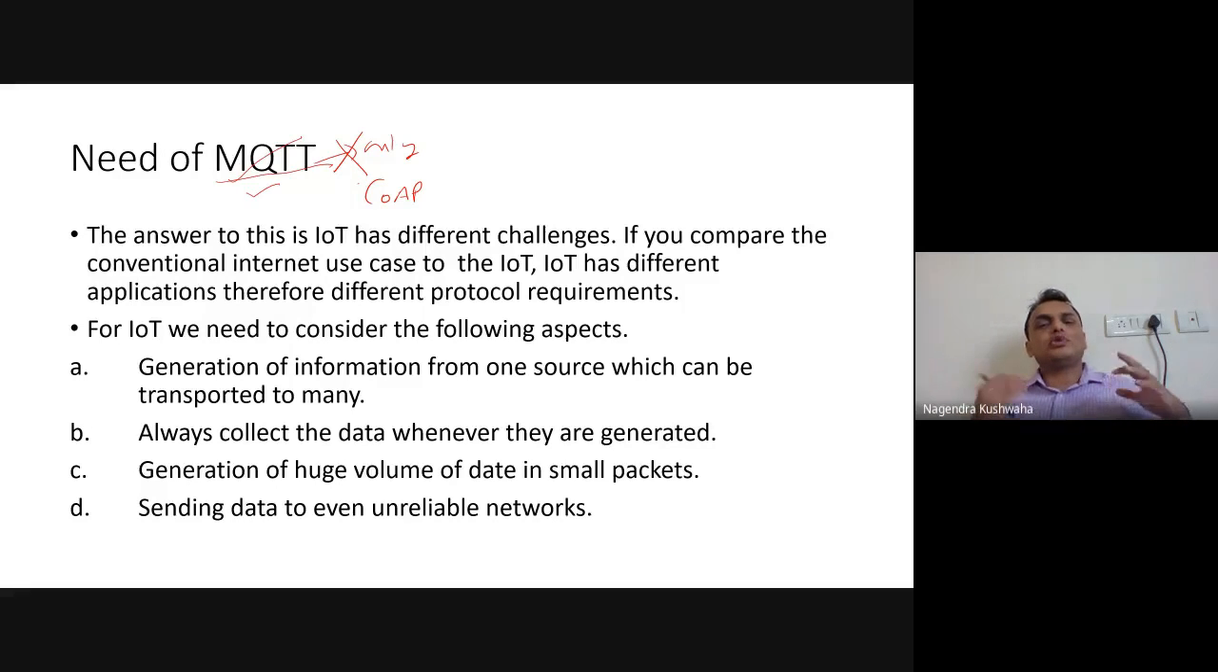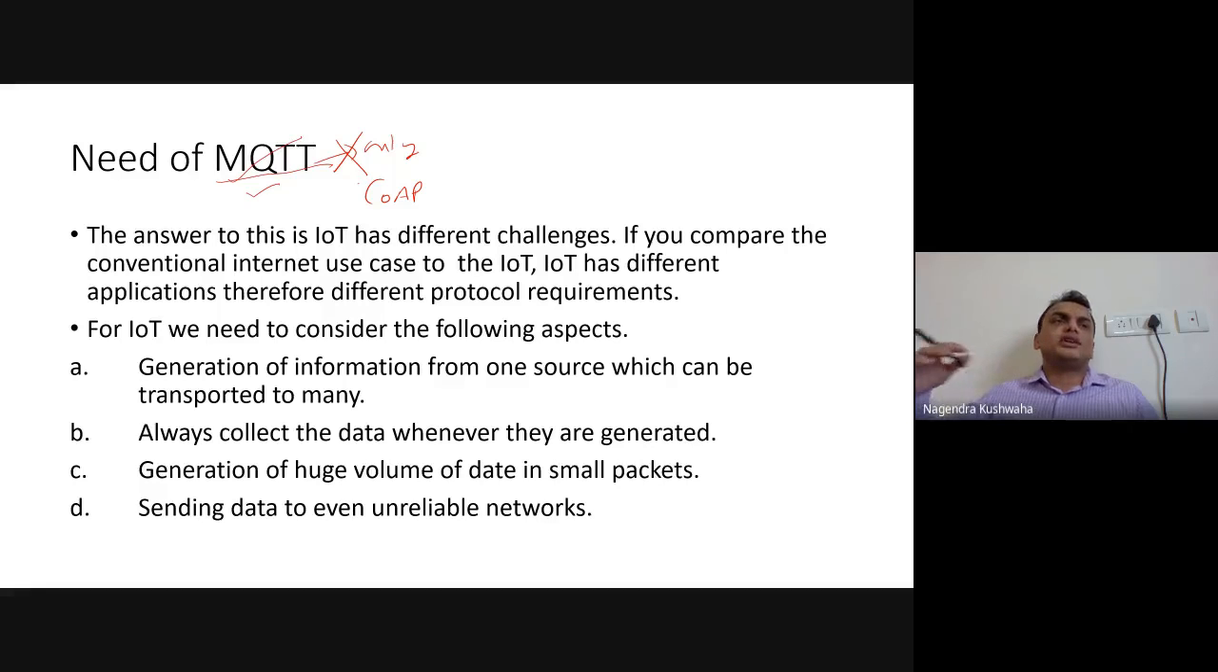Now, when you are designing any protocol for IoT, you must consider the following points. Point number one: the information generated by one source can be transported to many. Suppose we want to measure the temperature of an area in Pune, let us say Vimannagar. That is one part of Pune. So I will place some sensors, right?